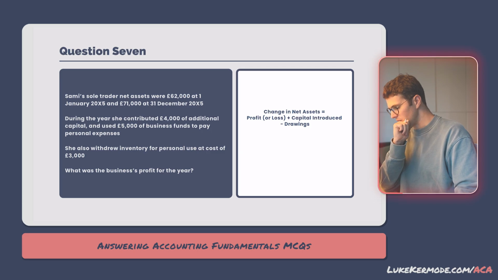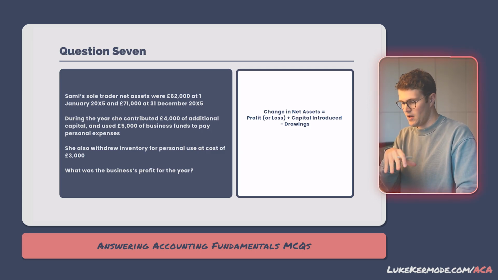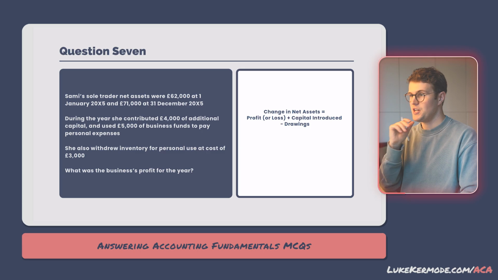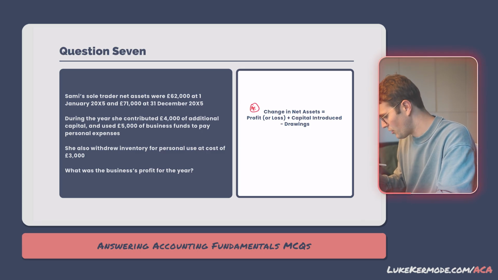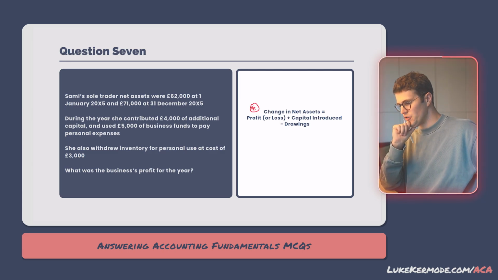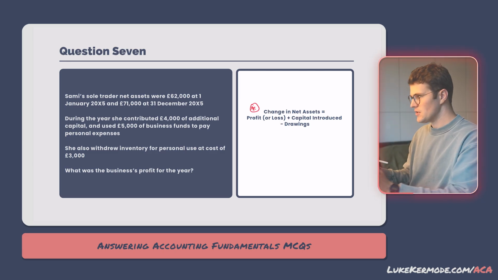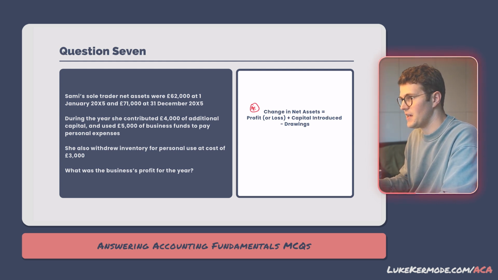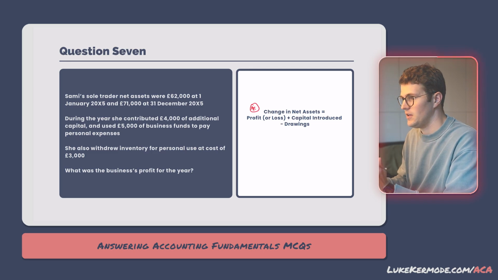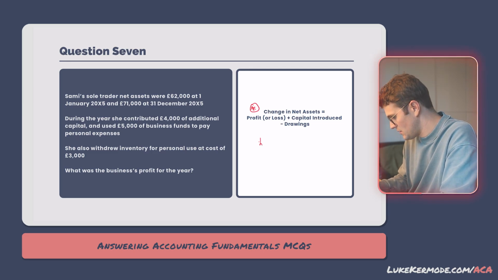So for sole traders, we always apply this formula when we need to calculate profit for the period based on the change in net assets. So we use the formula change in net assets equals profit or loss for the period plus capital introduced during the period less any drawings. So first we need to calculate the change in net assets. So the change in net assets is equal to assets at the end of the year, 71,000, less assets at the start of the year, which is 62,000. That equals 9,000.